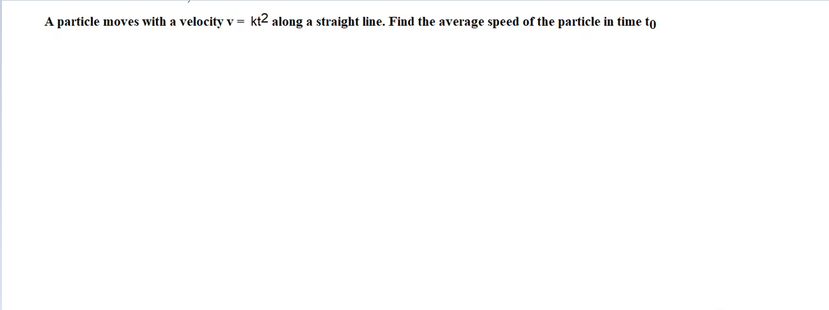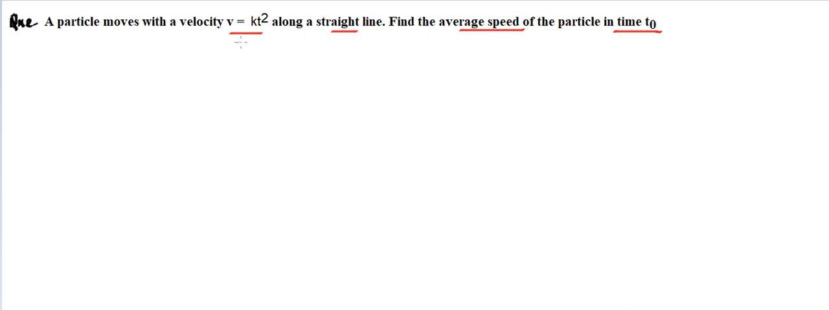Here is the next problem, and that problem is this. It says a particle moves with a velocity which is given as v is equal to kt square along a straight line. So it's a straight line motion. Find average speed of the particle during time t naught. So we need to find average speed, and the velocity is given to us.